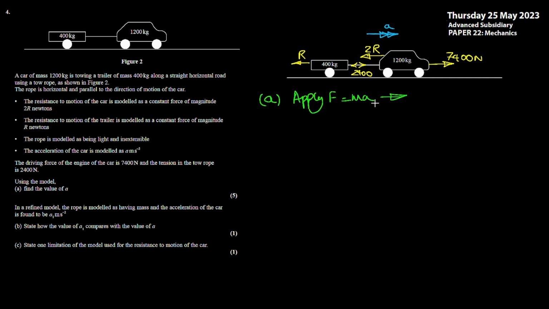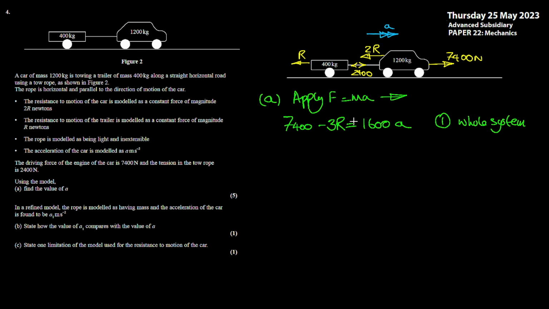So let's apply F equals ma in the direction of the acceleration. The balance of the forces going forward is 7400, and the forces opposing that motion, 3R, is equal to the mass, which is 1600 of the system, and the acceleration A. So that effectively is equation 1, and that's for the whole system.